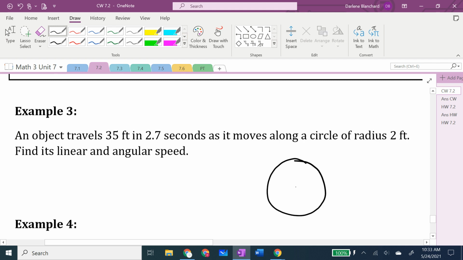So I'm going to draw a circle, and I'm going to show that it's 2 feet for its radius. Now, an object is traveling 35 feet. One way I could look at it is it's moving along a circle. So it's moving along here. It's moving along the arc. It travels 35 feet in 2.7 seconds. Now, 35 feet means it's going to go around a few times.